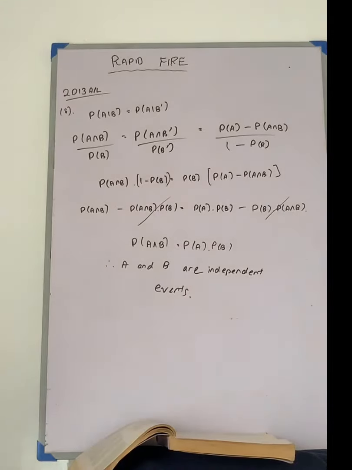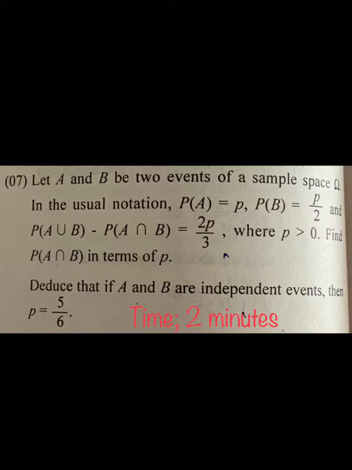So let's go to the next question. So let's move on to 2016, question number 7. Let A and B be two events of a sample space omega. In the usual notation, P(A) is equal to p, P(B) is equal to p by 2, and P(A union B) minus P(A intersection B) is equal to 2p by 3, where p is greater than 0. Find P(A intersection B) in terms of p. Deduce that if A and B are independent events, the value of p is equal to 5 over 6.